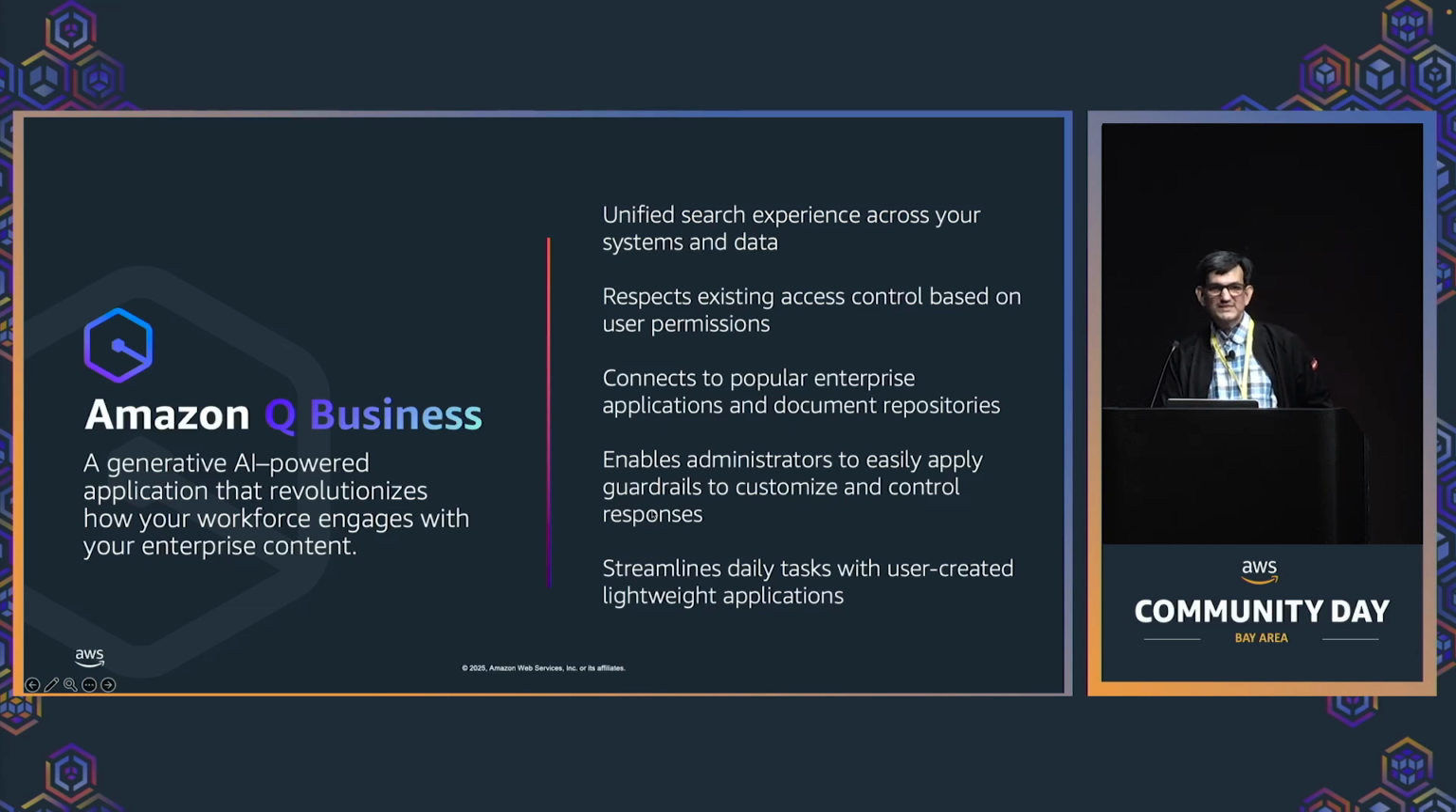Let's talk about Amazon Q Business. It's our generative AI-powered application to revolutionize how your workplace engages with your enterprise content. It makes generative AI securely accessible to everyone in your organization, leveraging your company's content, data, and systems. Leveraging Amazon Q's advanced agentic capabilities, companies can streamline processes, get to decisions faster, and help employees be more productive. It makes it easier to get fast, relevant answers to pressing questions, solve problems, generate content, and take actions on your behalf.